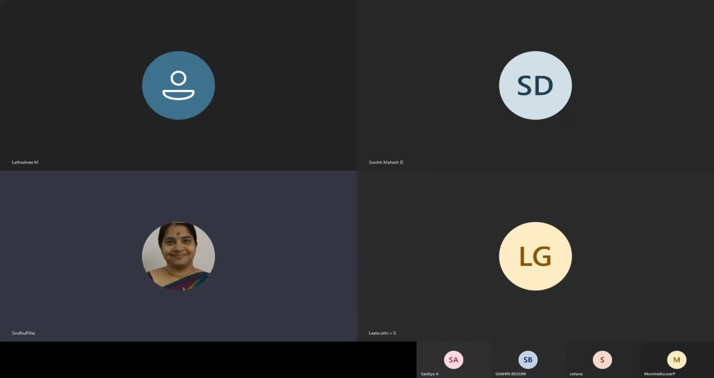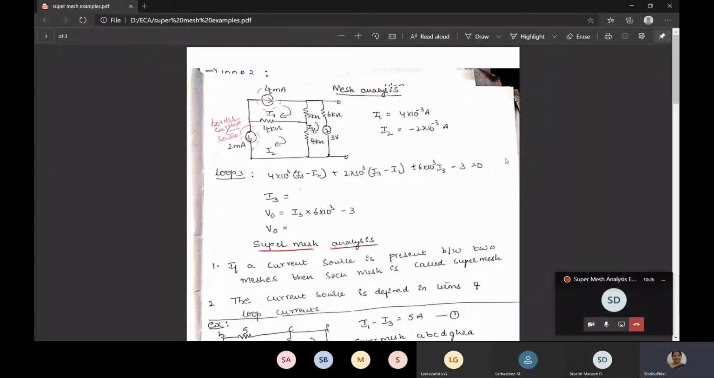We'll see the concepts of supermesh, and before that, I have given one example network here. First, some important points on how to follow mesh analysis. First and foremost, observe how many loops there are. Depending upon the loops, assume the currents in the clockwise direction.